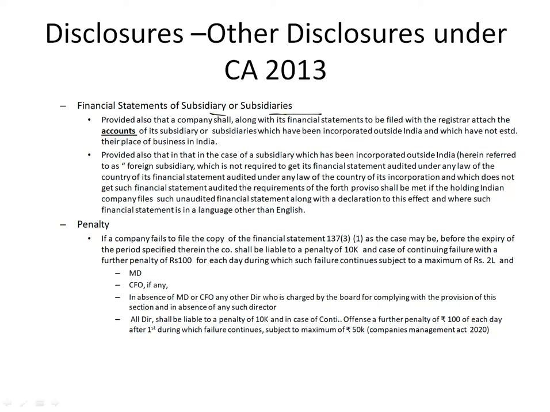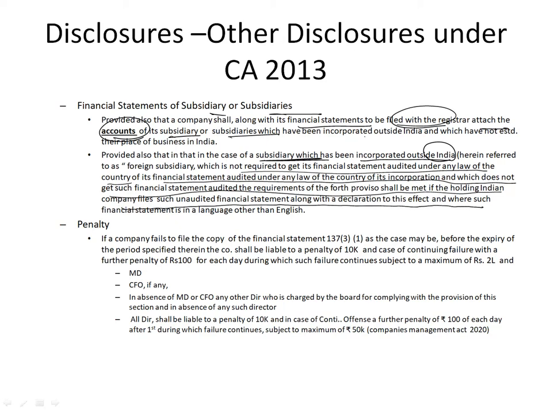Now, it is provided also that the company shall, along with its financial statement to be filed with registrar, attach the accounts of its subsidiaries which have been incorporated outside India or which do not have any place of business in India. Now, provided also that in the case of a subsidiary which has been incorporated outside India, referred to as a foreign subsidiary, is not required to get its financial statement audited under any law of the country of its incorporation, the requirement for the provision shall be met if the holding Indian company files such unaudited financial statement along with the declaration to this effect, where such financial statement is in a language other than English.